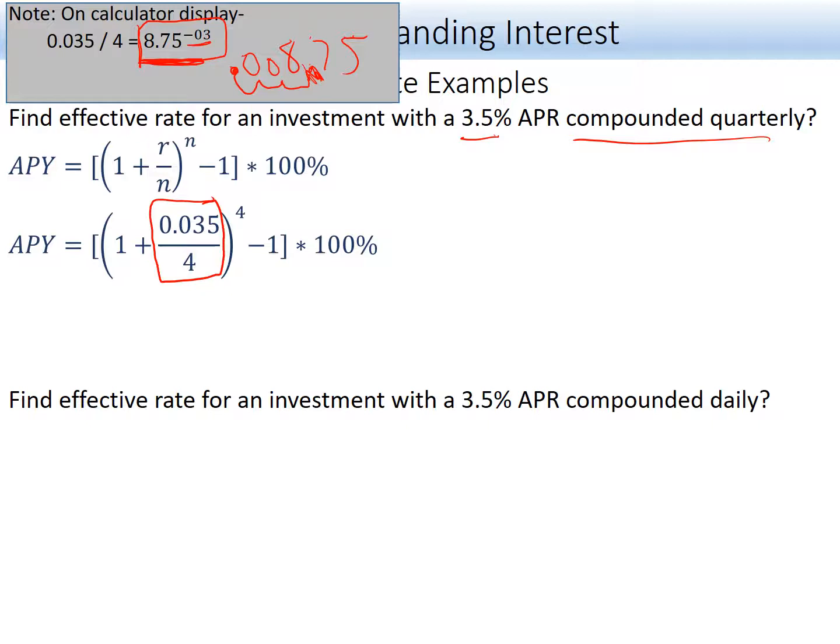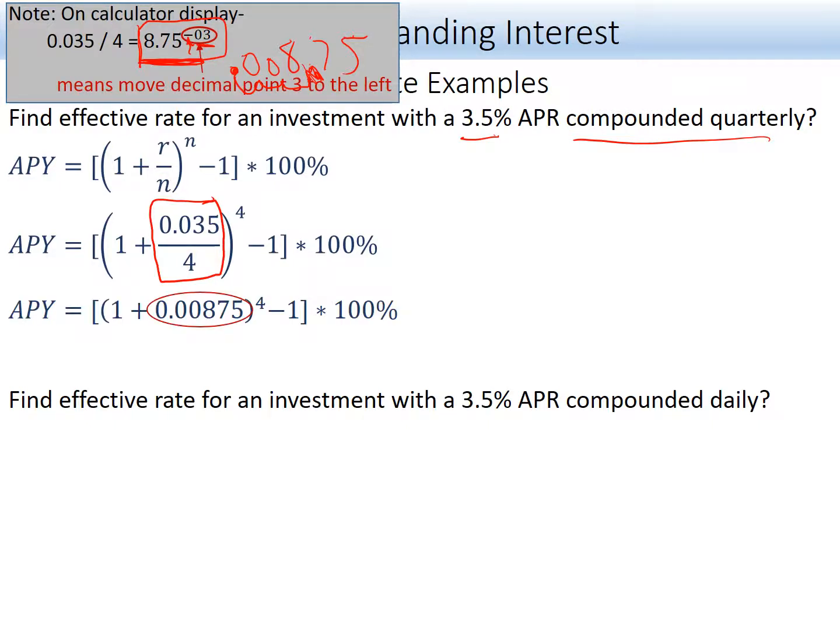But you have to get used to the way the calculator shows numbers when it puts them in scientific notation. The sign, plus or minus, tells you which way to move the decimal place. Negative means to the left. And the number itself tells you how many spaces to move the decimal place. So in any case, we end up with 0.00875 here, and we're going to have to add 1 to it and raise it to the 4th power. If you add 1 to it, you get 1.00875.